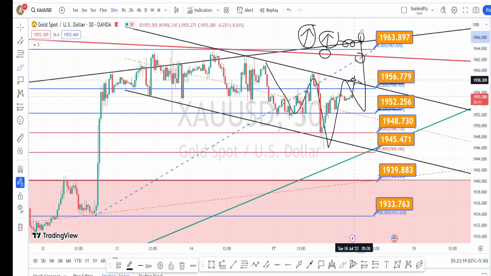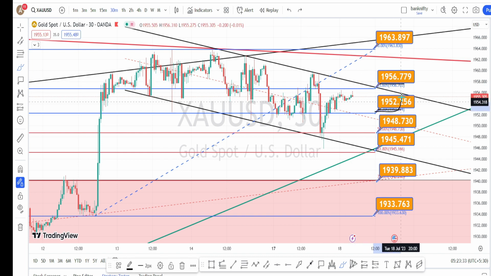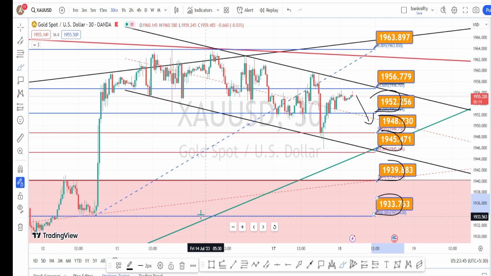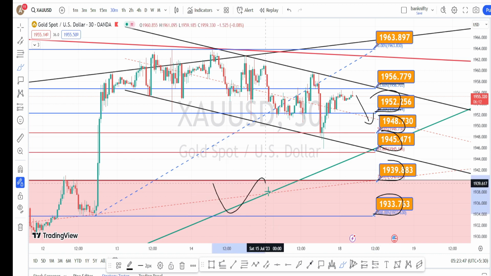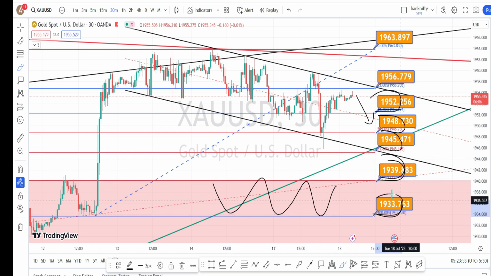And if the price action fails to break this resistance line, the immediate support is going to be around 1952. Once this support level is breached, the next level of support is going to be around 1948, 1945, 1939 and 1933. We have a very strong support zone on the bearish side also, which is going to be around 1939 to 1933 for the 30 minutes time frame.